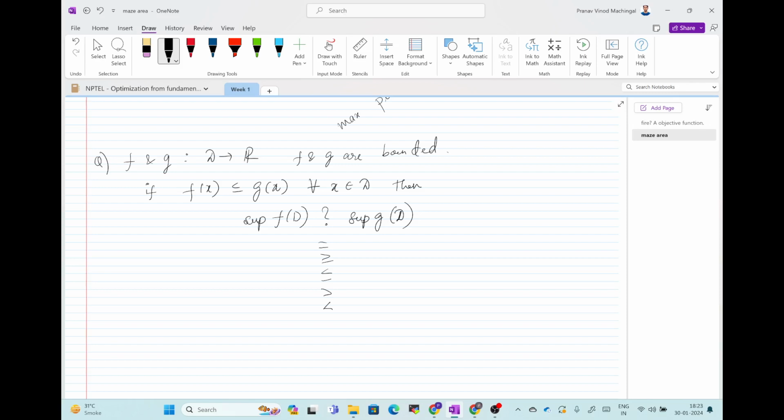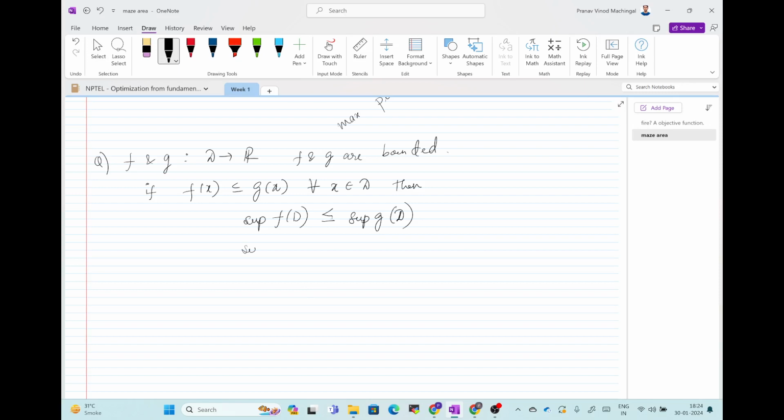Any answers? Less than or equal to should still be there for it. Less than or equal to, right? Less than or equal to. That is correct.